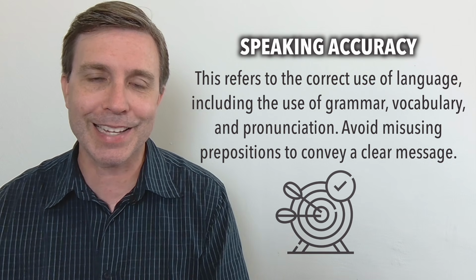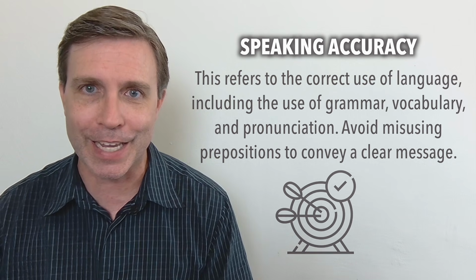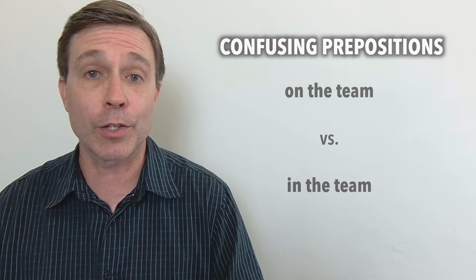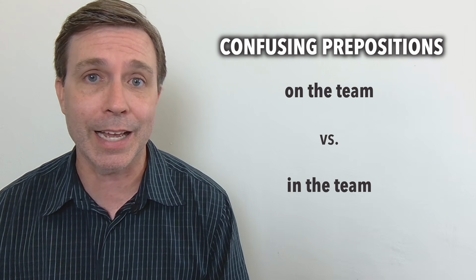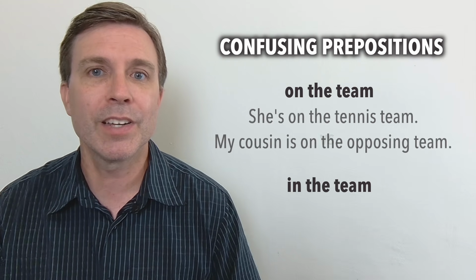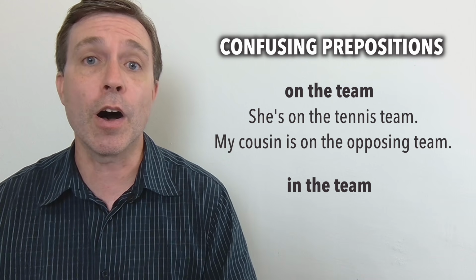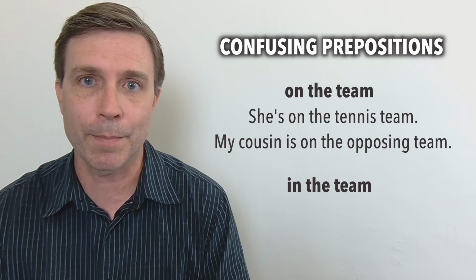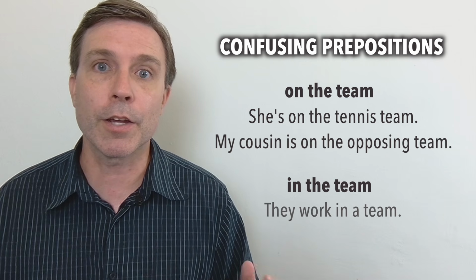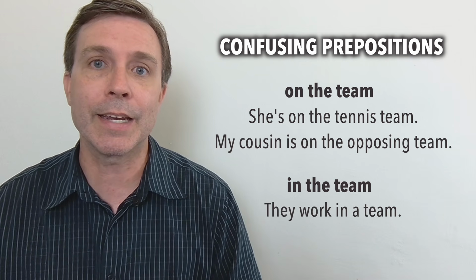Now, the example I gave you is especially tricky because in and on, when talking about teams, either one may be used. It depends on the context. So when talking about sports, you're going to use on. She's on the tennis team. My cousin is on the opposing basketball team. When talking about work, you may hear people use in. They work in a team.